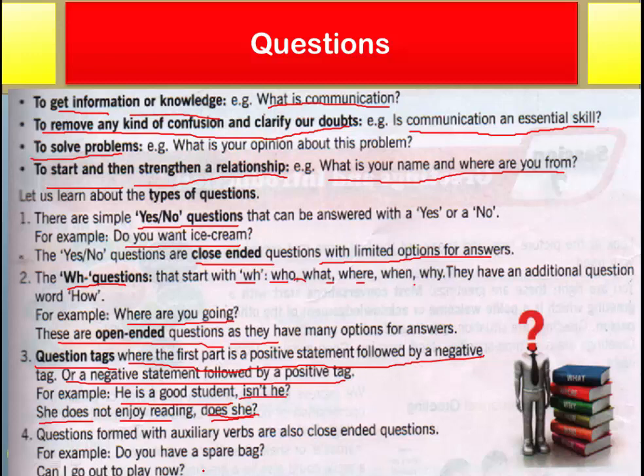So there are many purposes of asking questions. There are different types of questions: yes-no questions, that we also call close-ended questions; wh-questions, that we call open-ended questions; and question tags that follow the statement. If the statement is positive, the question tag is negative; if the statement is negative, the question tag is positive. So this is all for this video.